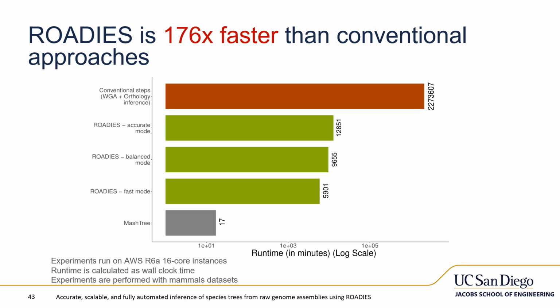To evaluate the speedup, we measured the wall clock time of the entire ROADIES pipeline from start to end for the mammals dataset, and we also found the total runtime of the state-of-the-art tool TOGA, which infers the orthologs from the annotated data. We found that the total wall clock time taken by TOGA was around 176 times higher than ROADIES. And here we just compare the entire ROADIES runtime from end to end with only two stages of the conventional method. So this shows how fast our tool is.